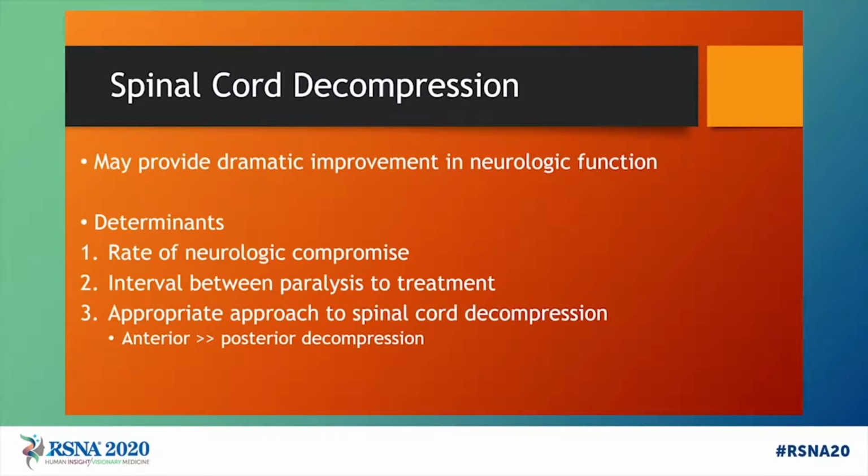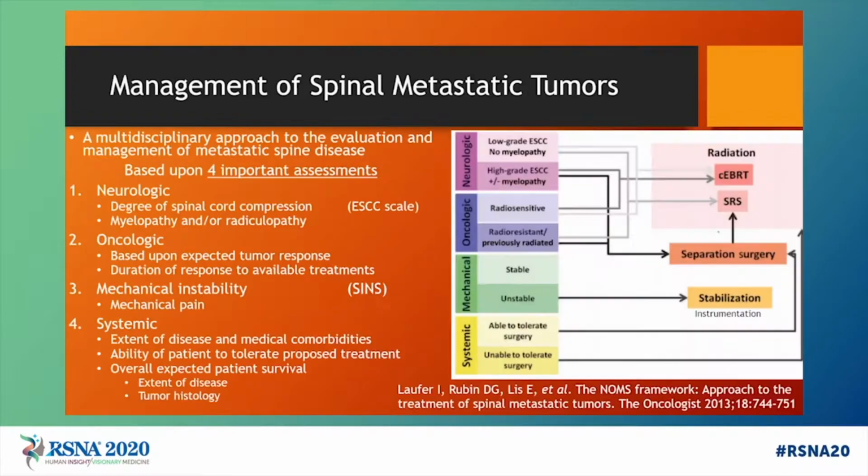The last algorithm I like to talk about is the GNOMES decision framework, which utilizes a multidisciplinary approach to evaluating and managing metastatic spine disease. And there are four important assessments. A neurologic assessment, which certainly relies in part on the epidural spinal cord compression scale. An oncologic assessment, which is based upon the tumor's expected response to available treatments and the duration of that response.